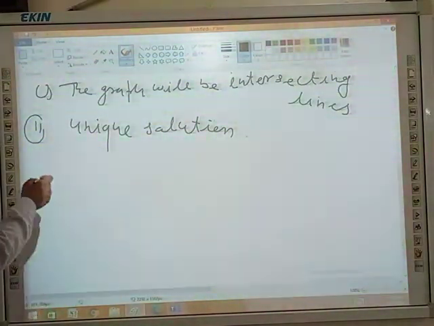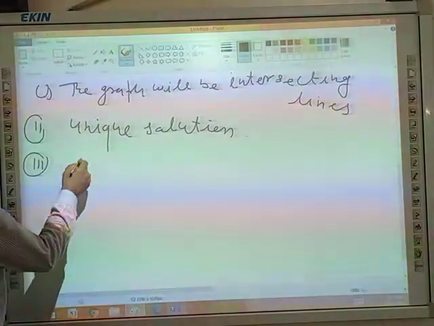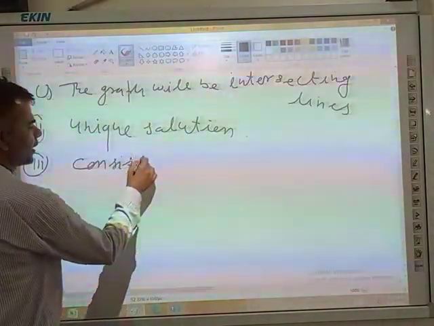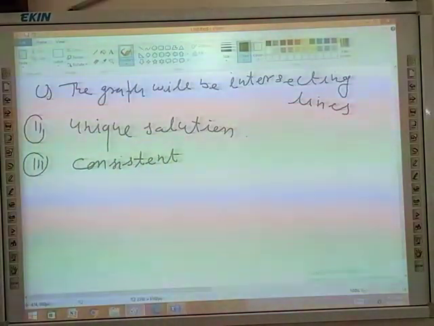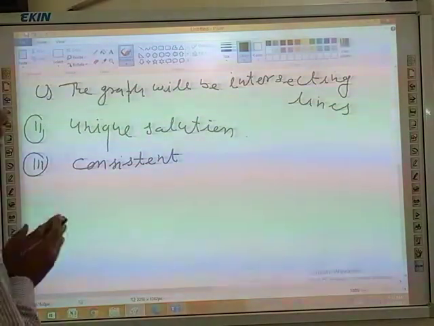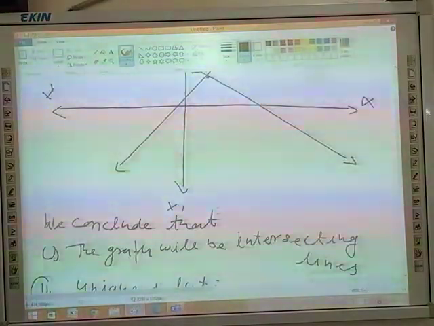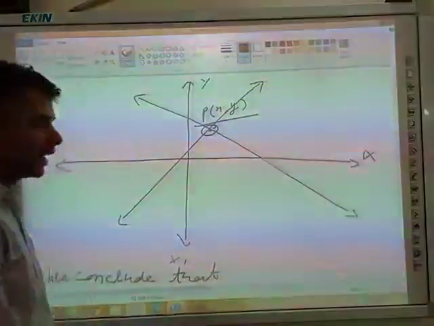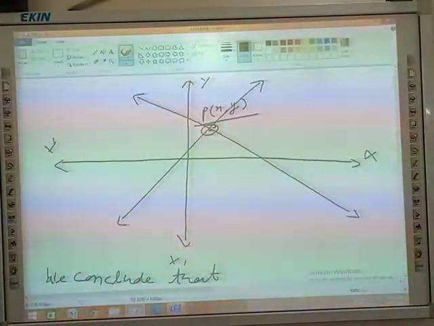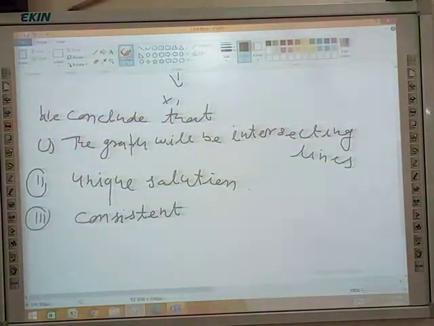Students, the third one is that it will be consistent. Consistent means the pair of linear equations has at least one solution. Students, you are observing here that the graph has exactly one solution. It means it is consistent. Students, have you any doubt, any problems?